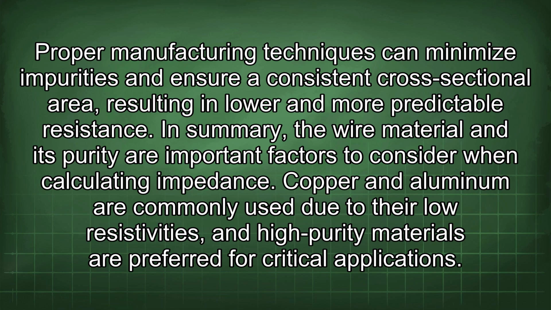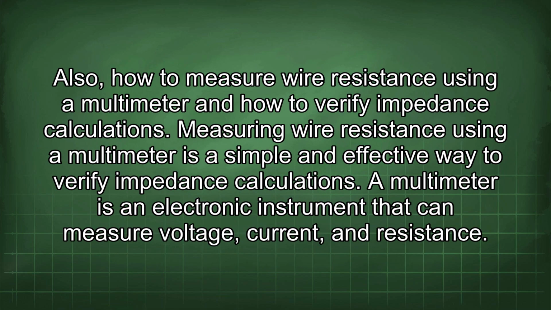In summary, the wire material and its purity are important factors to consider when calculating impedance. Copper and aluminum are commonly used due to their low resistivities, and high-purity materials are preferred for critical applications. Also, how to measure wire resistance using a multimeter and how to verify impedance calculations.